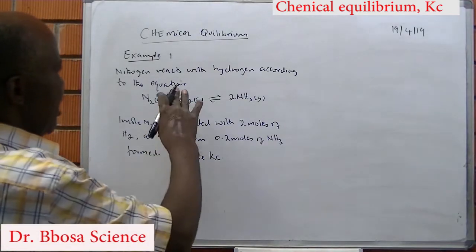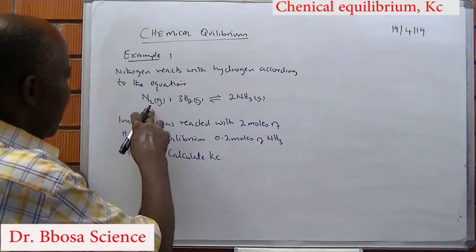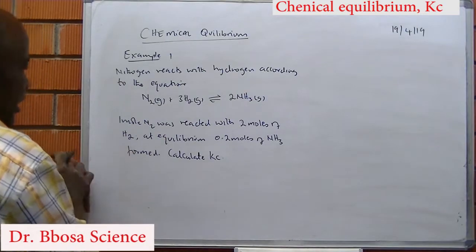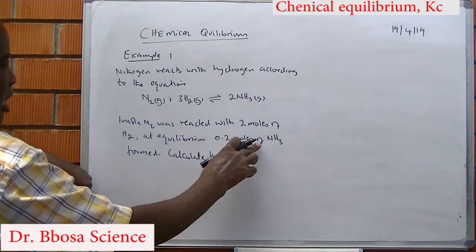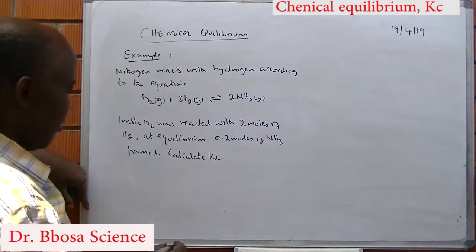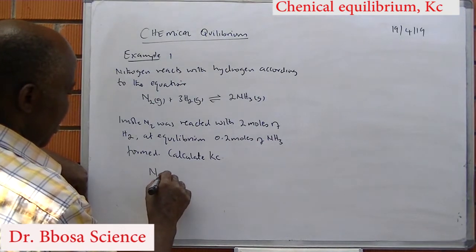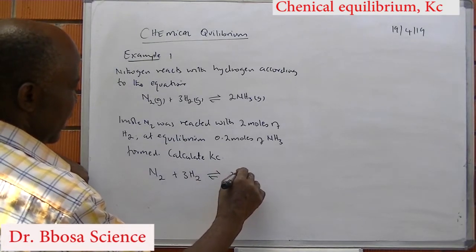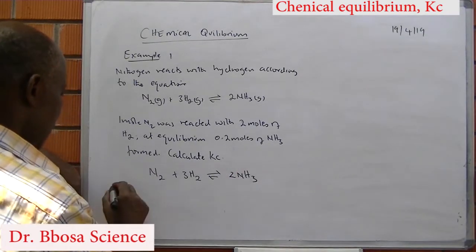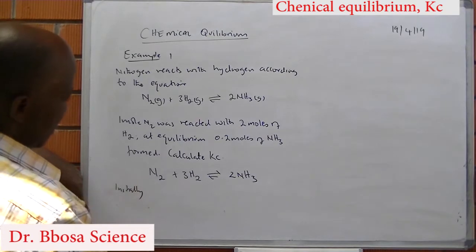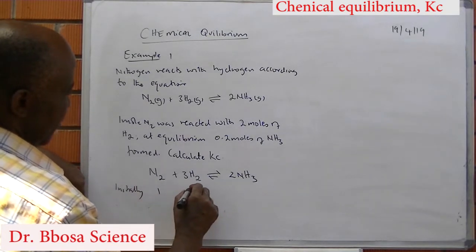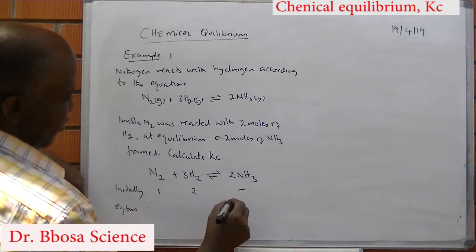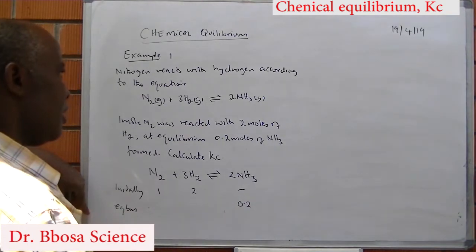Example 1. Nitrogen reacts with hydrogen according to the equation nitrogen plus hydrogen is equal to ammonia. 1 mole of nitrogen was reacted with 2 moles of hydrogen. At equilibrium, 0.2 moles of ammonia formed. Calculate Kc. What do we do? We write our equation once more: N2 plus 3 H2 forms 2NH3. Initially we have 1 mole, we have 2 moles, we have no ammonia. At equilibrium, they have told us 0.2 moles of ammonia formed.